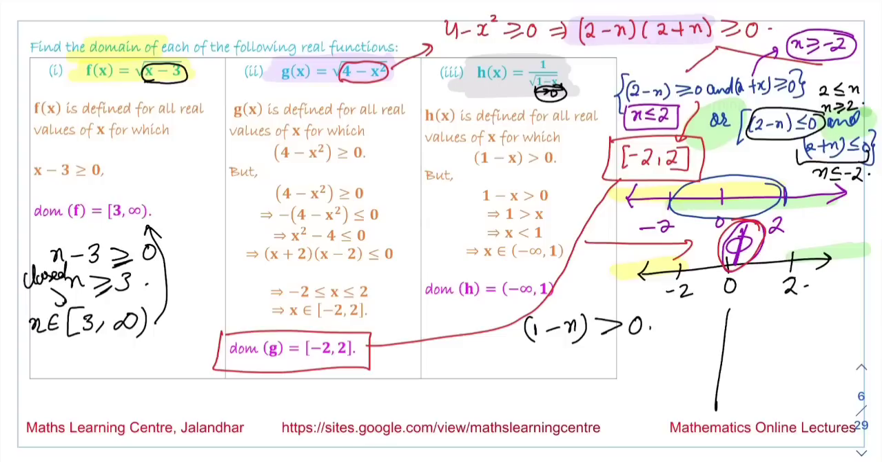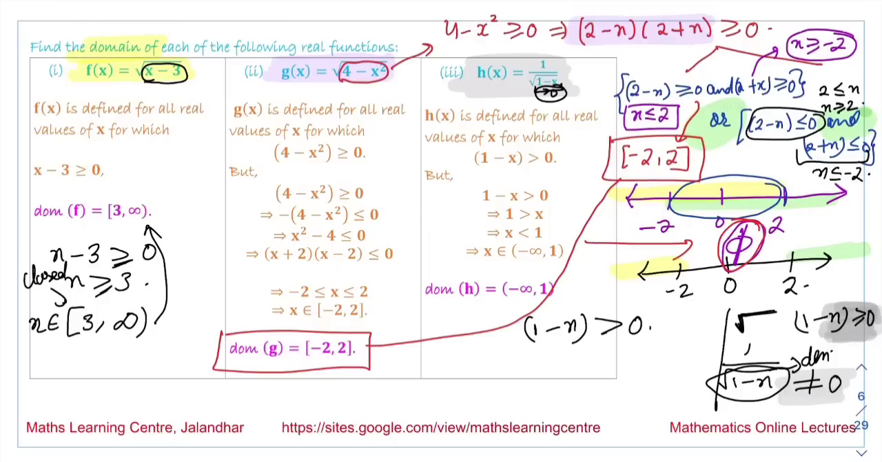We are having two conditions over here. Because of the square root sign, we are saying 1 minus x should be greater than or equal to 0, and because it is in the denominator, we are saying this should not be equal to 0. So combining both these results, should not be equal to 0 and greater than or equal to 0, we obtain that 1 minus x should be greater than 0. So this implies that 1 is greater than x, or x is less than 1.